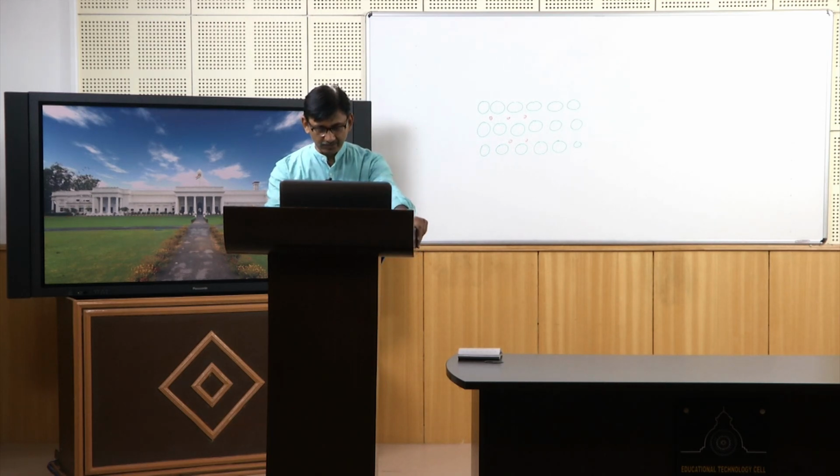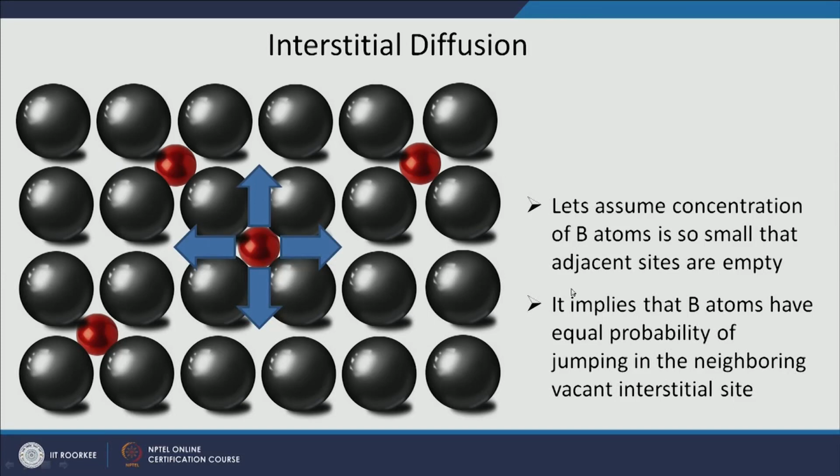Okay. So, when I say that, there are some assumptions we are taking here. We are saying the concentration of B atoms is so small in this particular alloy that for any atom there is always going to be an adjacent site which is vacant.